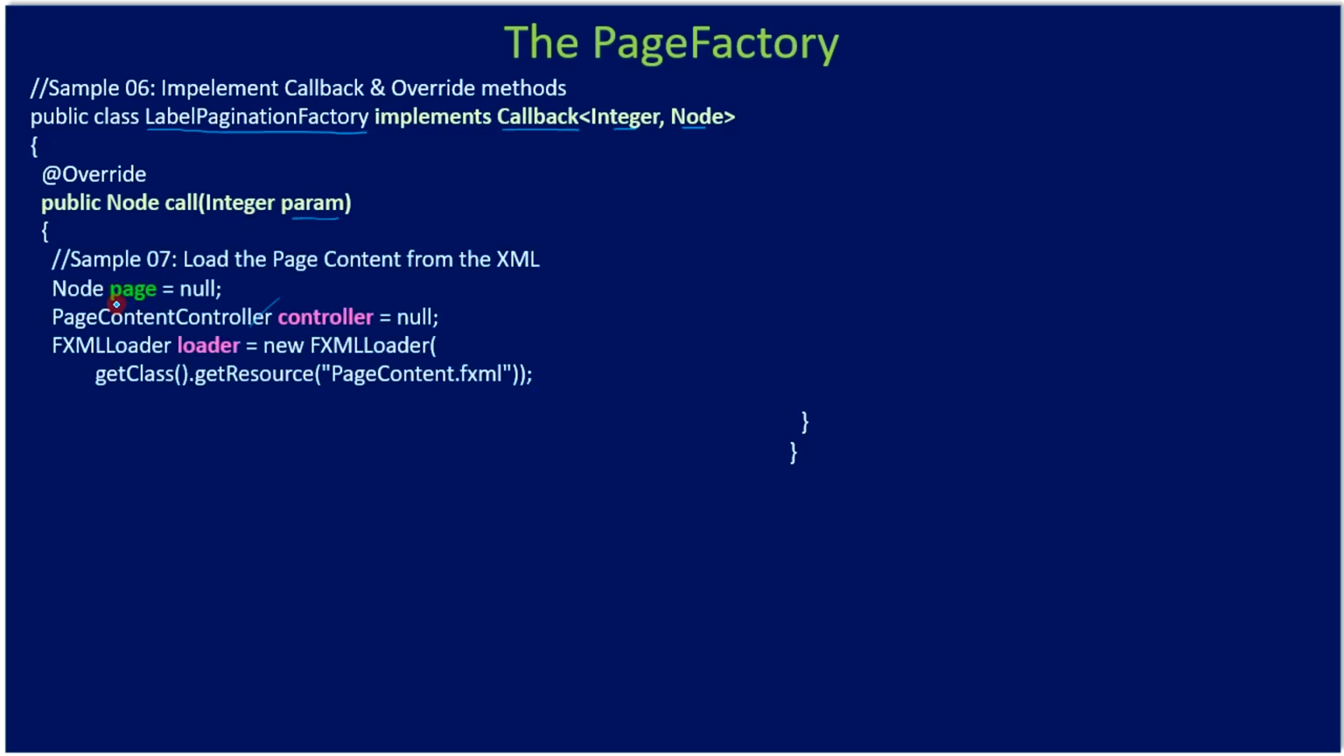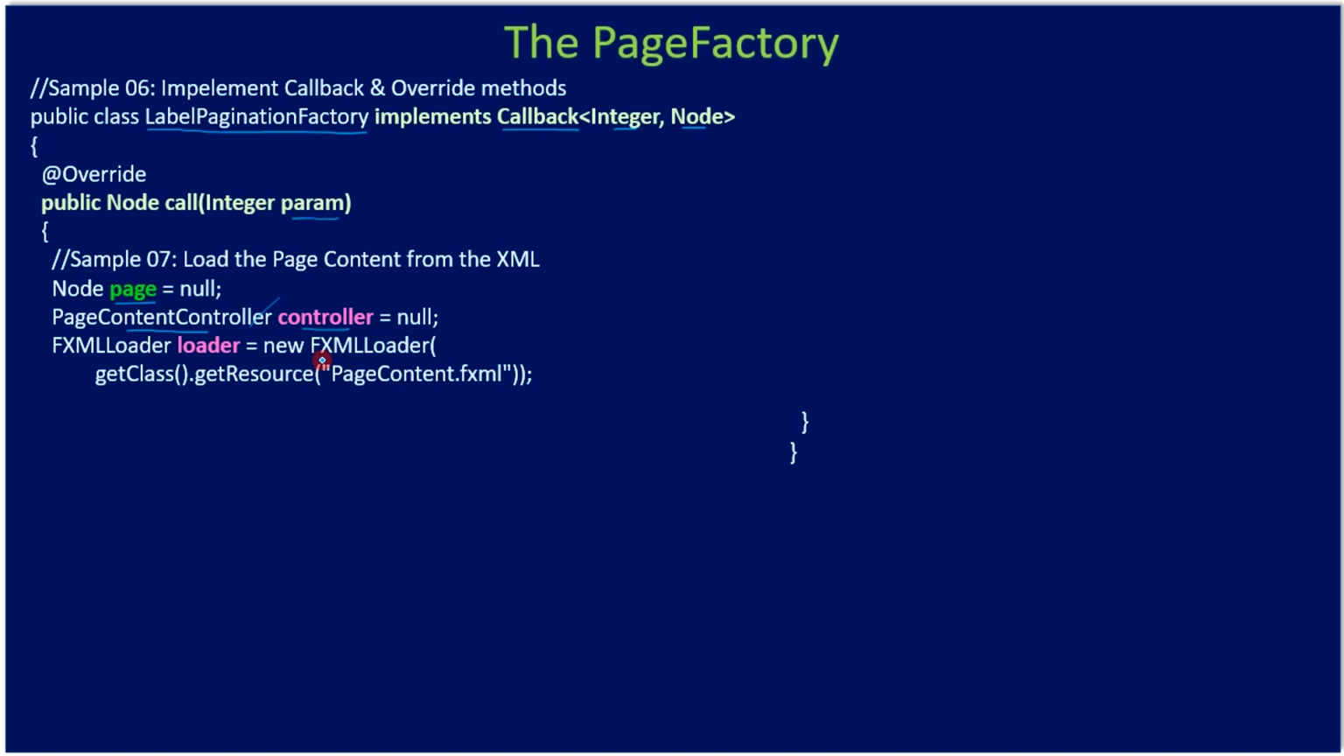So here we declare a node, then we have a page content controller, so we name it as a controller. The page content was created in the previous video, along with the page content FXML as well as an associated controller, and that controller type is page content controller.